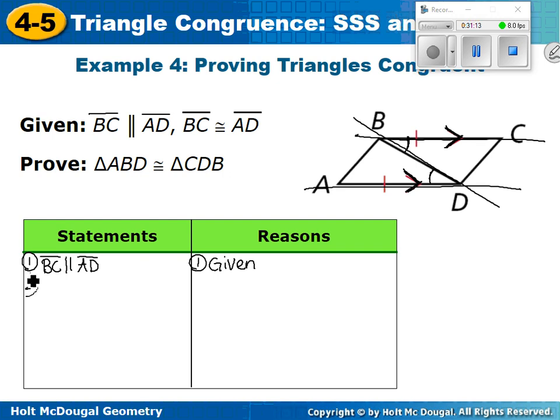Number 2, I would have angle, you said CBD is congruent to angle. Now, how did you name the next one? ADB. And what's the reason that we knew that? Very good. Alternate interior angles what? Theorem.